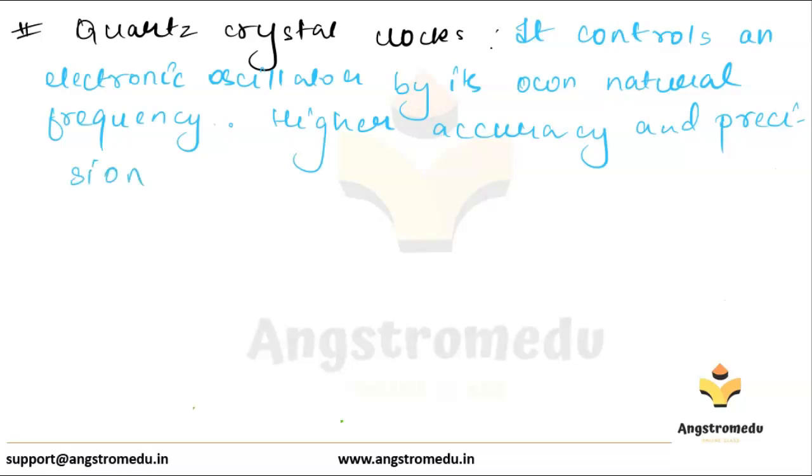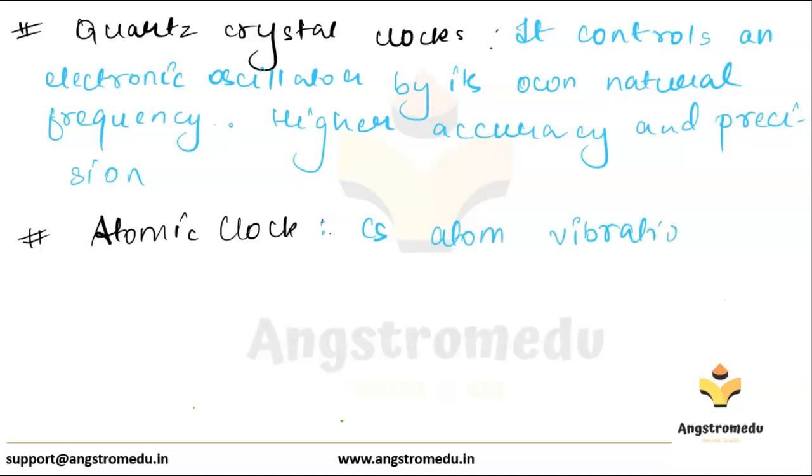Now our next type of clock is the atomic clock, which is the most accurate clock. So what is an atomic clock? Vibrations of atoms are utilized for making atomic clocks. Here, cesium atom vibrations have been utilized for making atomic clocks.